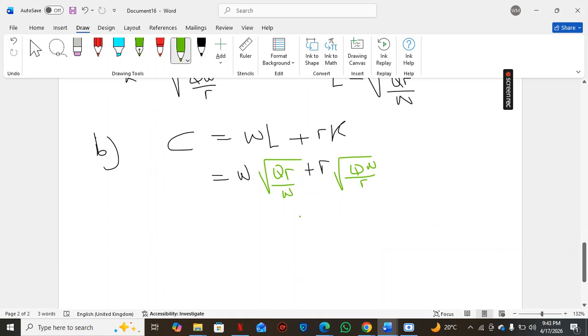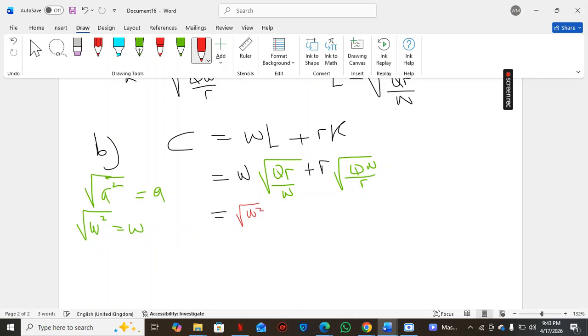The way it is currently, we can't just multiply W times QR or cancel out the W's here. So we need a way to adjust this W and this R so that we can multiply them by these square roots. Colleagues, if you remember, the square root of A squared equals A. Also the square root of W squared equals W. So we can put here the square root of W squared. We haven't changed the meaning of the function, because when you take the square root of W squared, you get back W. We are just doing this so that we can simplify our expression.